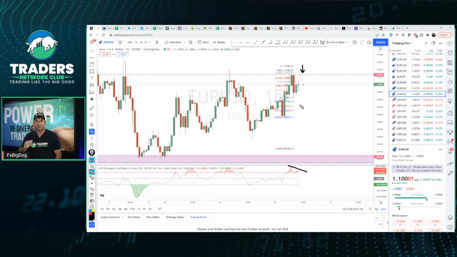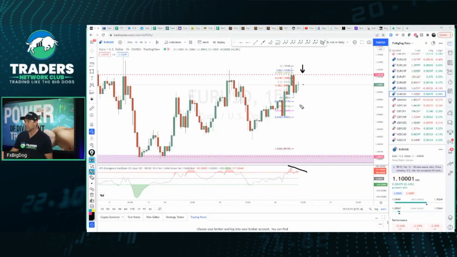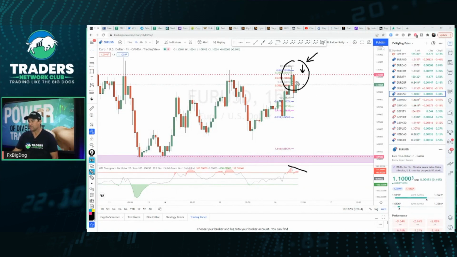But when we get that increase, when the news comes out this afternoon, it's going to be interesting to see whether this negative divergence holds and actually pushes price back down to the support right here, or do we see a breakout?